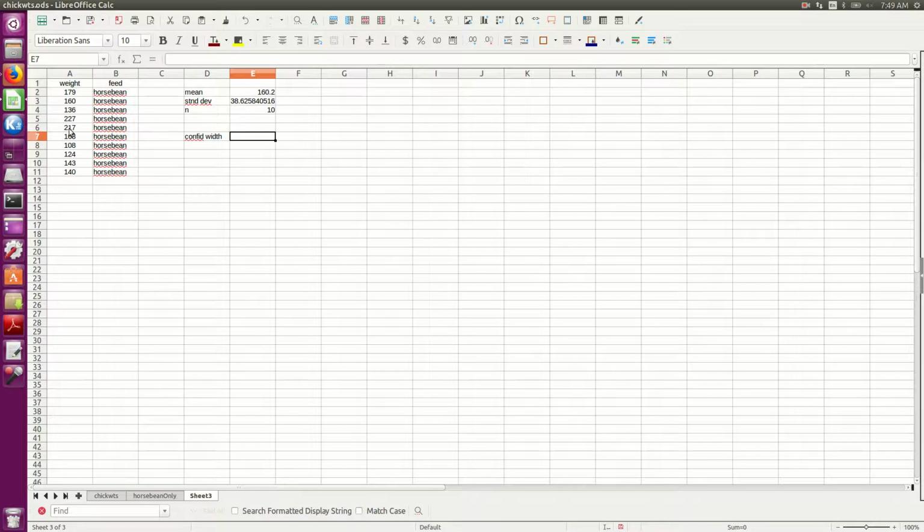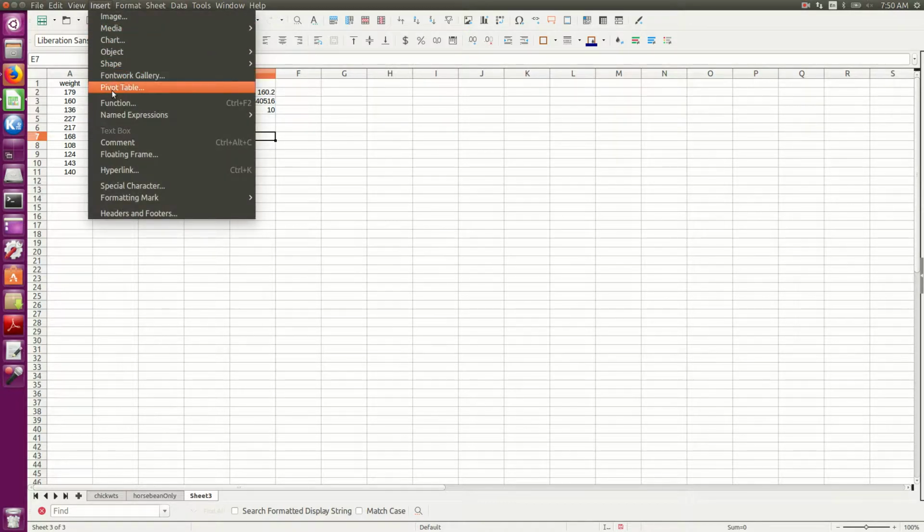Okay, so if we have a small sample, so this is just the horse bean feed for the chick weights, then we need a t-confidence interval, actually, since that's what we're doing. Well, it's done the same way. We still need our mean, our standard deviation, and our N. So now N is small, it's just 10.